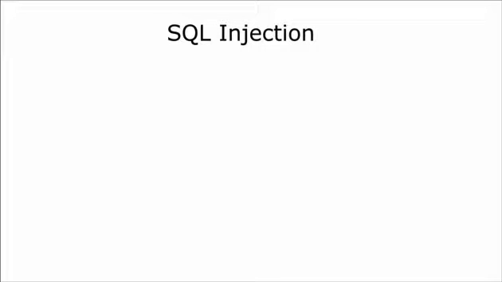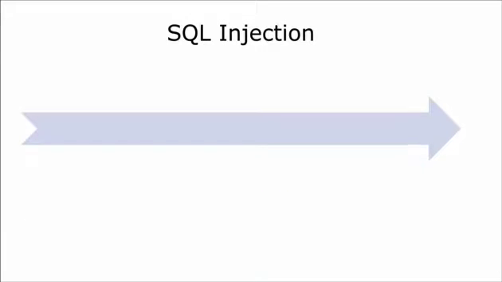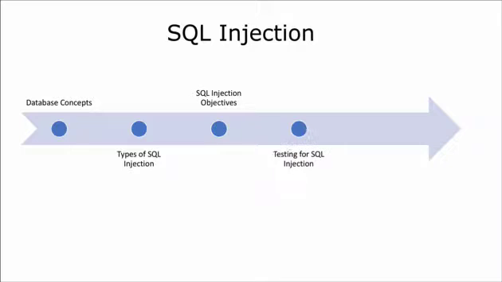Let's see what we'll be covering in this video. We'll start off with some basic database concepts. Then we'll move on to the different types of SQL injection. We'll follow that with SQL injection objectives. What are we trying to achieve with SQL injection? And then move on to testing for SQL injection. And then finally, we will end off with countermeasures against SQL injection. Let's get started.